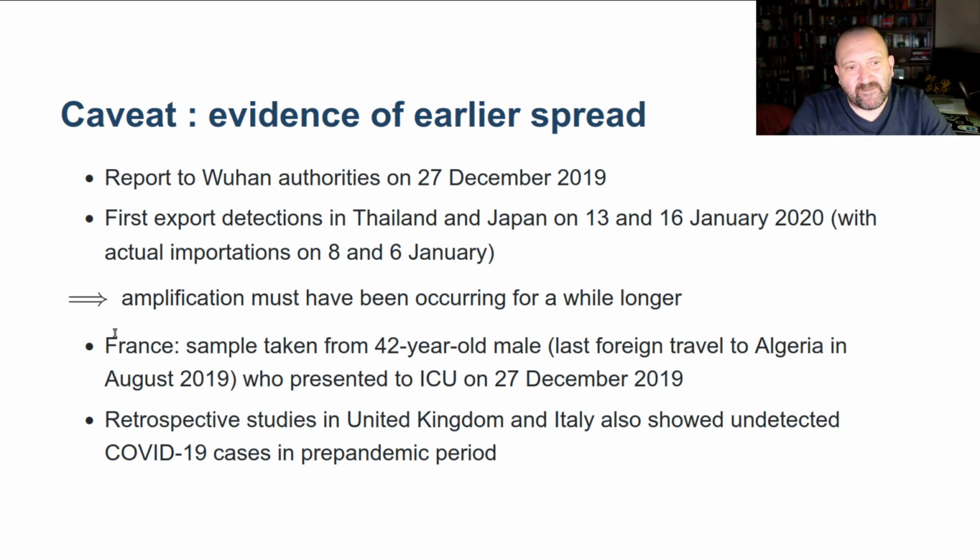This is a very short timeline, so amplification must have been going on for quite some time earlier than this. And actually there is a sample in France, for example, that was collected from someone on 27th of December that, as far as I remember, has been positively tied to SARS-CoV-2. And there were also studies in the UK and Italy that showed undetected cases in the pre-pandemic period.